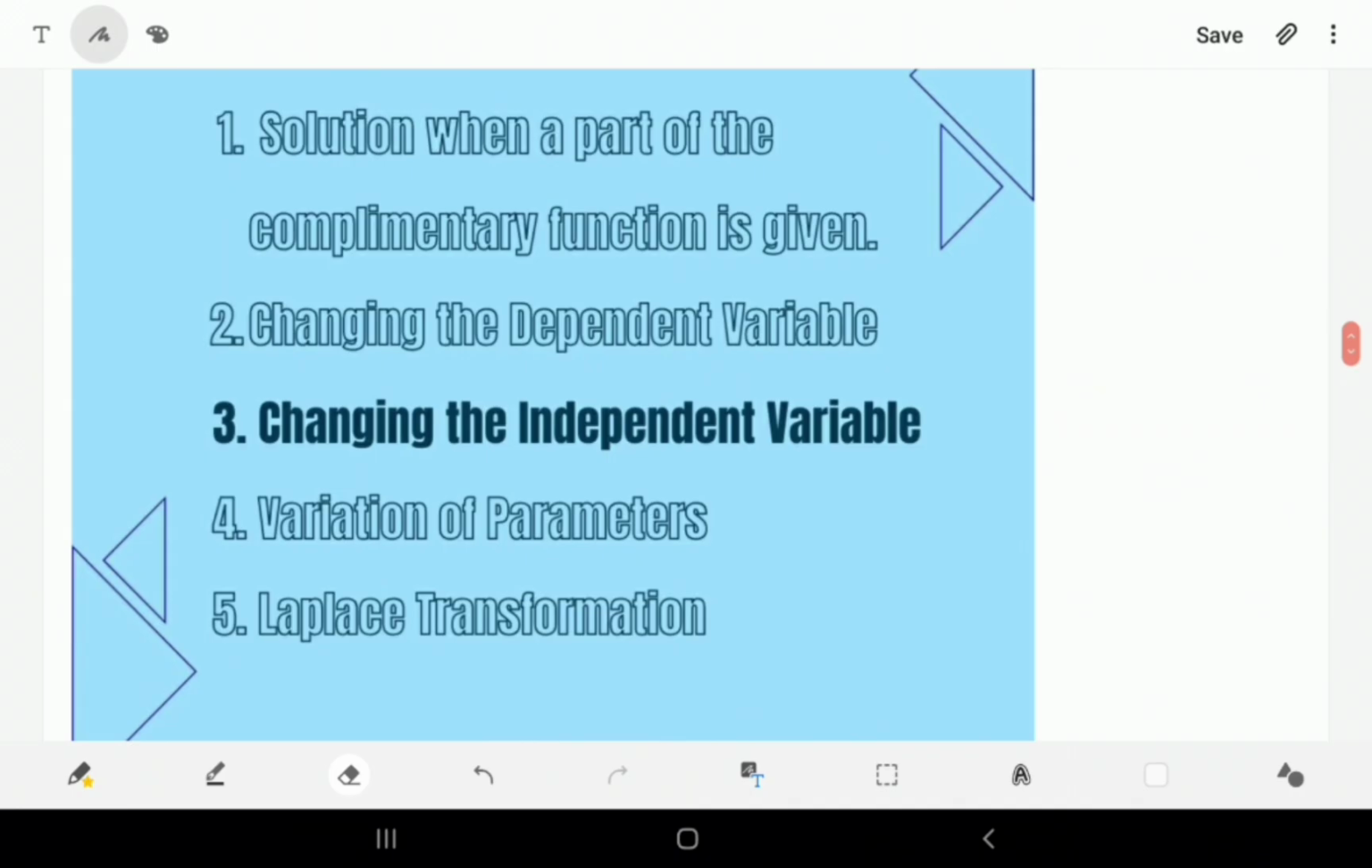Now, there are various methods to solve this type of equation, a few of which are listed below. The first is a solution when a part of the complementary function is given. The second is changing the dependent variable. The third is changing the independent variable. Fourth is the method of variation of parameters. Fifth is the Laplace transformation. In this video, we will be looking at changing the independent variable.